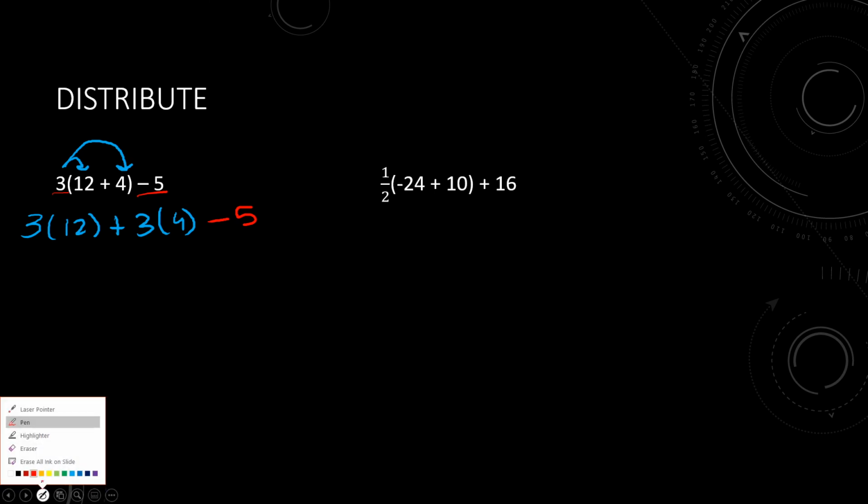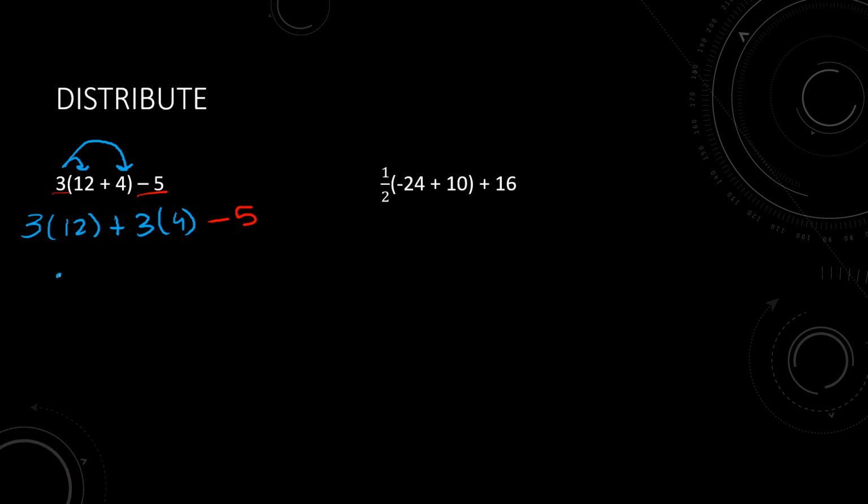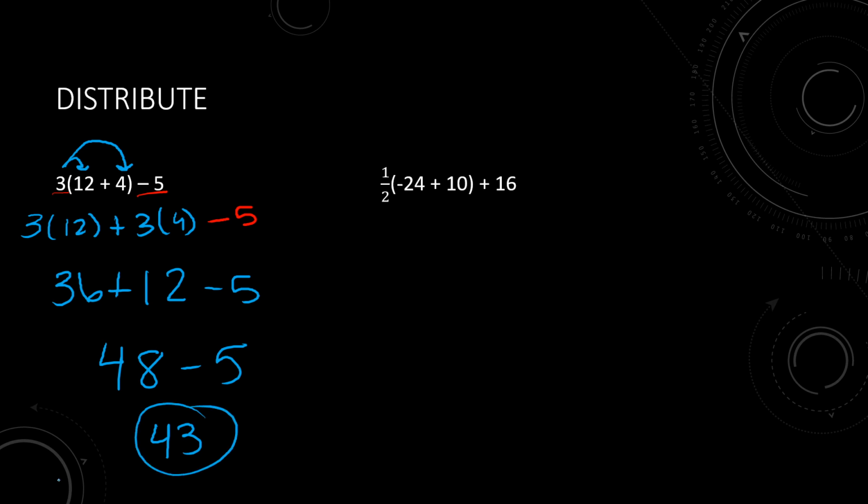Okay? And once we do that, we can start multiplying and answering these. 3 times 12 is 36. 3 times 4 is 12, and then my -5 is just going to be brought down. So 36 plus 12 is going to give me 48. And then I have -5. 48 minus 5 is going to give me 43.